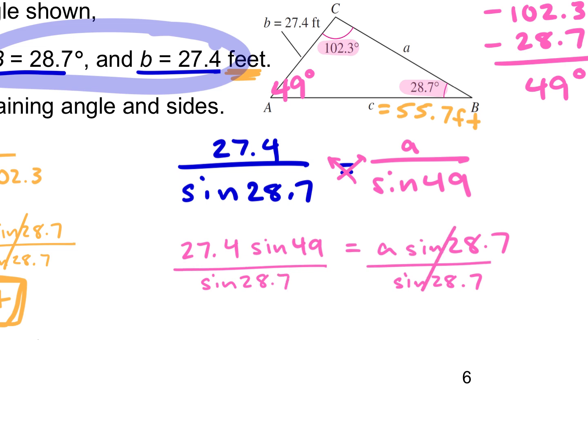And then we put this into the calculator. Just be careful when you're putting it into the calculator. 27.4 times sine of 49 divided by sine of 28.7. So you should get A is equal to 43.06. I'll call it 43.1. 43.1 what? Feet, perfect.